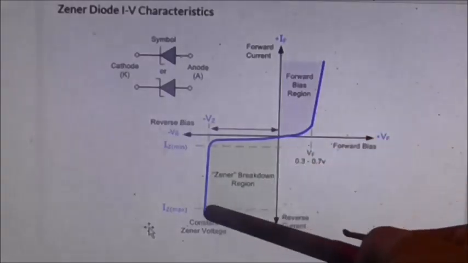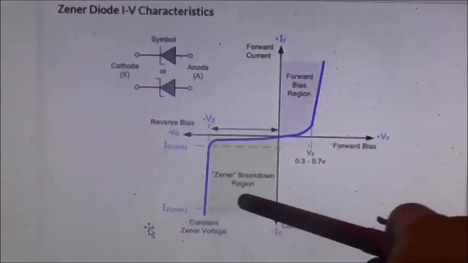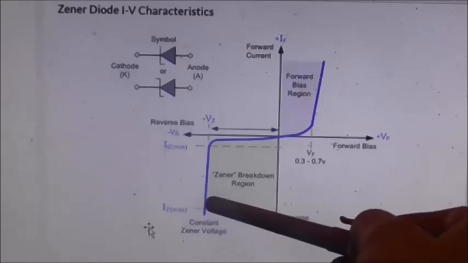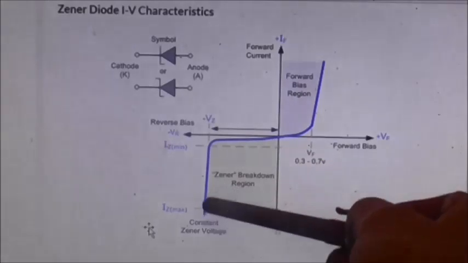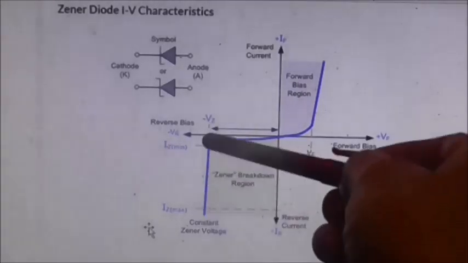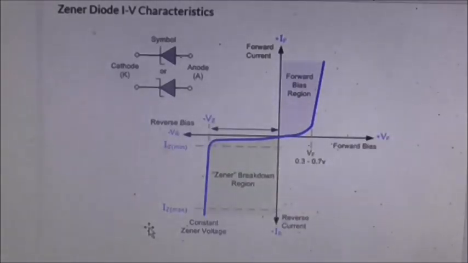As long as you don't go over the maximum current, you will get a very, very narrow band that the output voltage can be at. And in the case of my BZX79C 5V1, that was 5.1 volts.